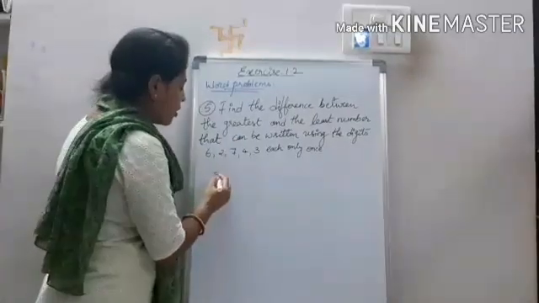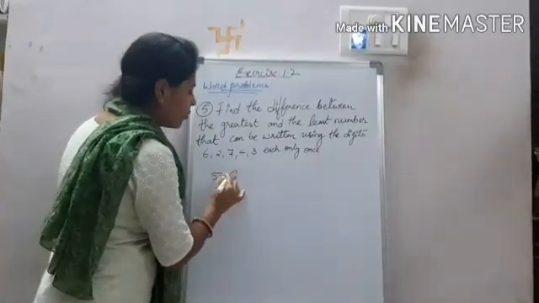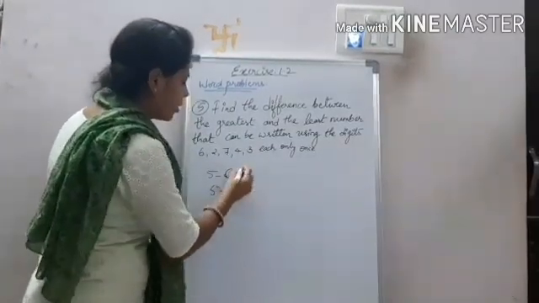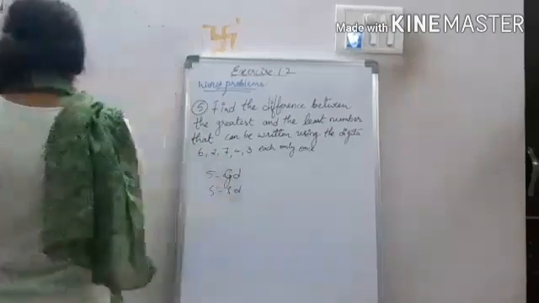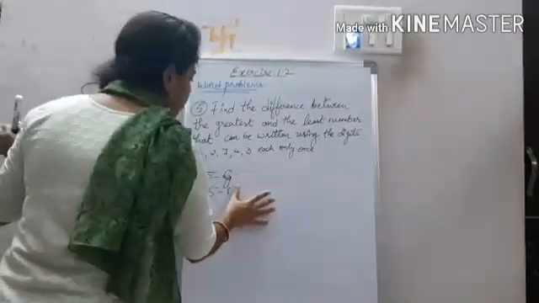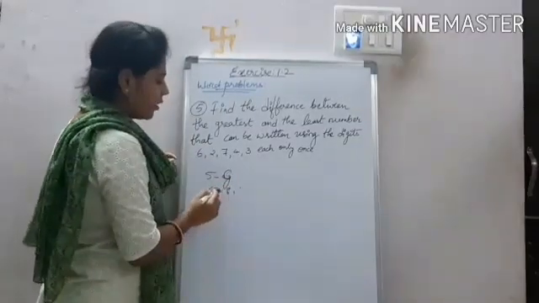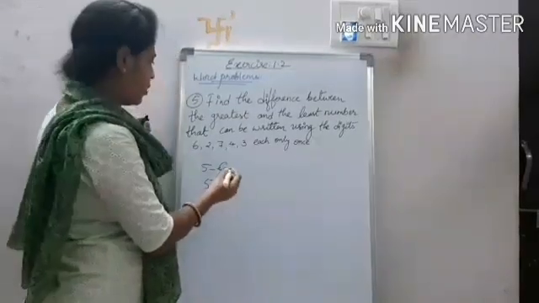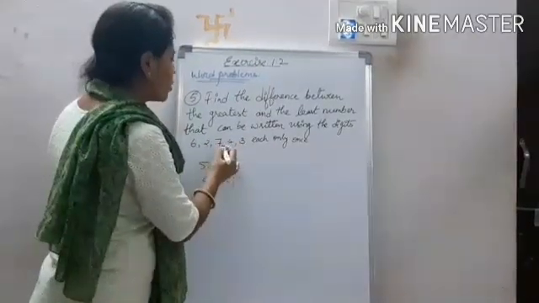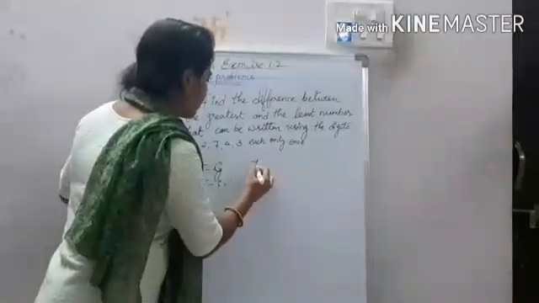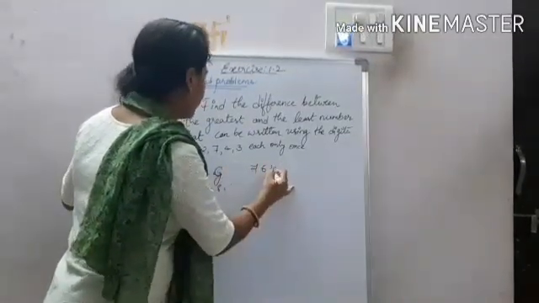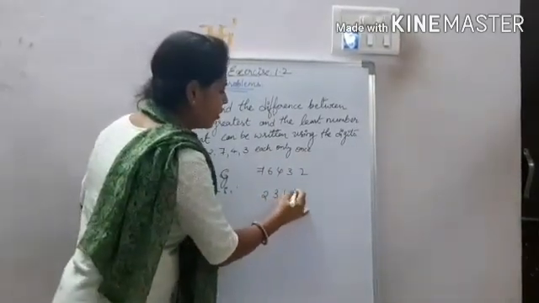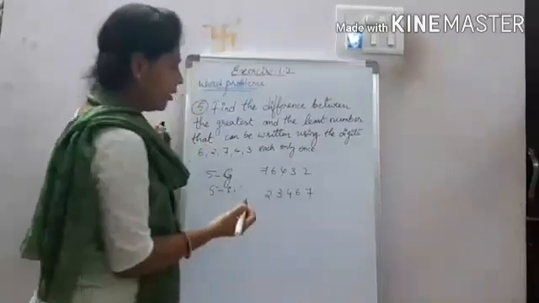So first you have to form the greatest number and the smallest number using these digits. So 6, 2, 7, 4, 3. Here you can see the greatest arrangement is 7, 6, 4, 3, 2. The smallest is 2, 3, 4, 6, 7.